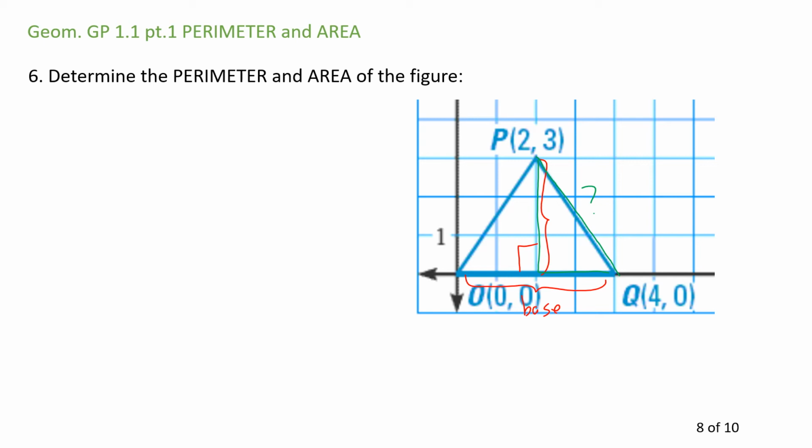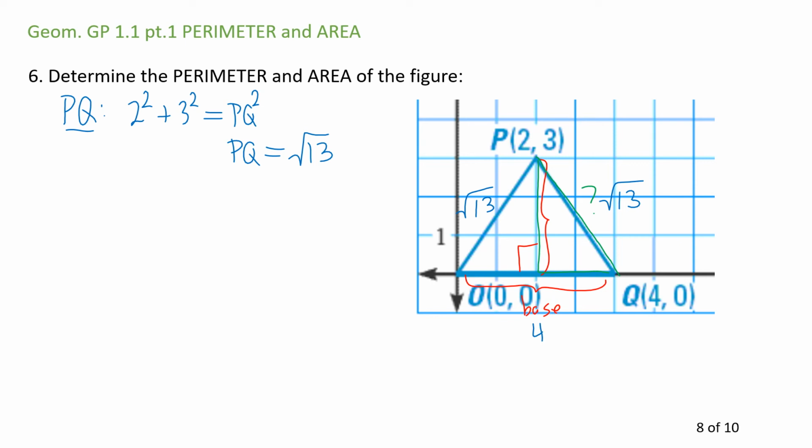PQ. The length of PQ, I'm going to use the Pythagorean theorem. I've got 2 along the bottom and 3 along the side. So it's 2 squared plus 3 squared is equal to PQ squared. I know you know how to do that calculation. So it's actually the distance formula, which we haven't talked about yet. That gives me the square root of 13. PO is also the square root of 13. And the distance across the bottom is 4.